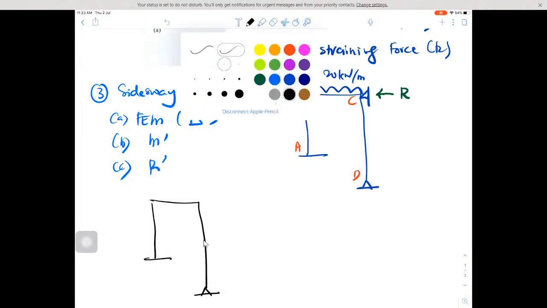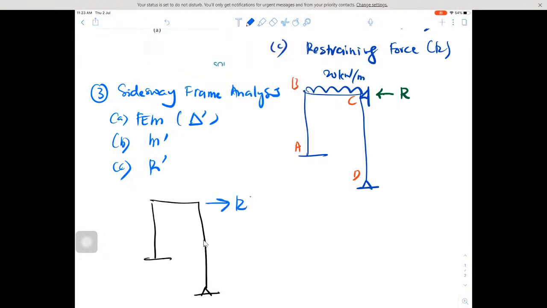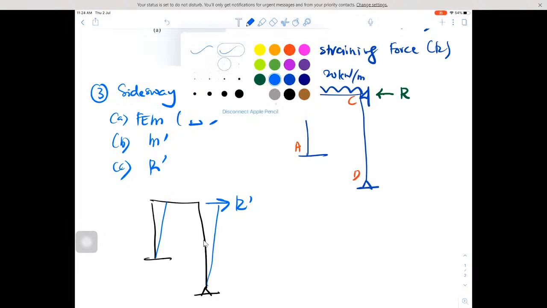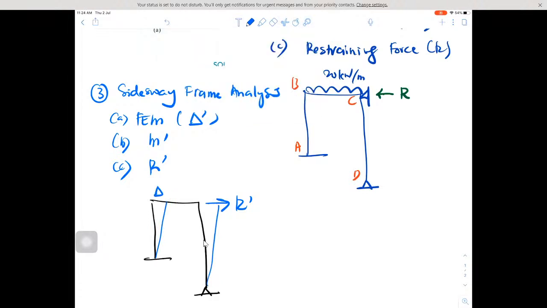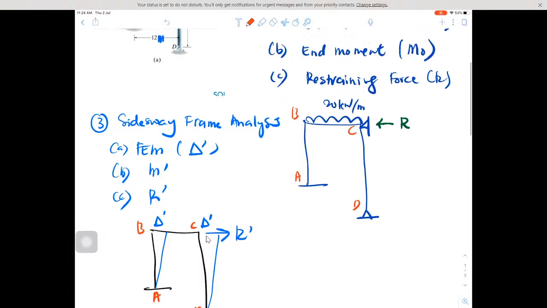A restraining force R prime, the delta prime, okay, like this. Okay, this is step number 3, side sway frame analysis. So the method, yeah.